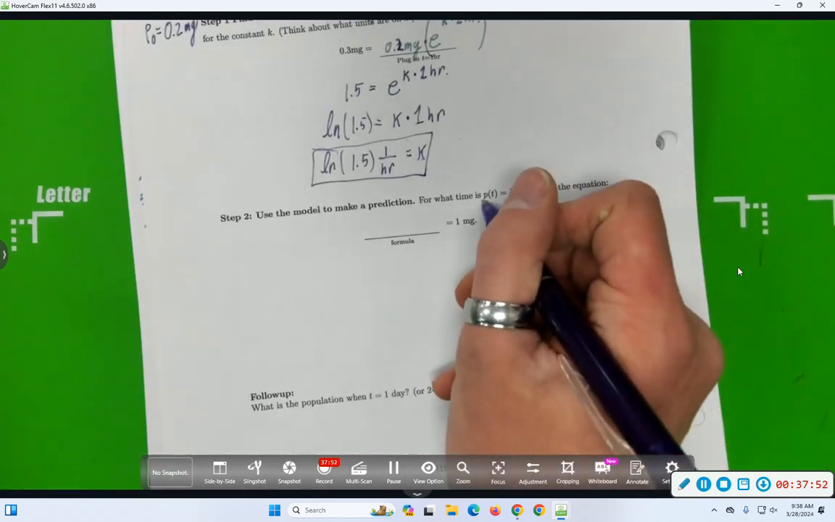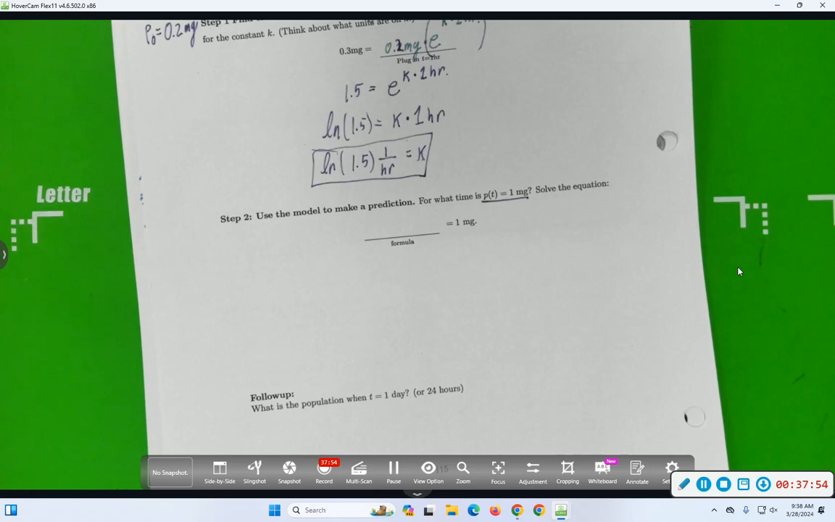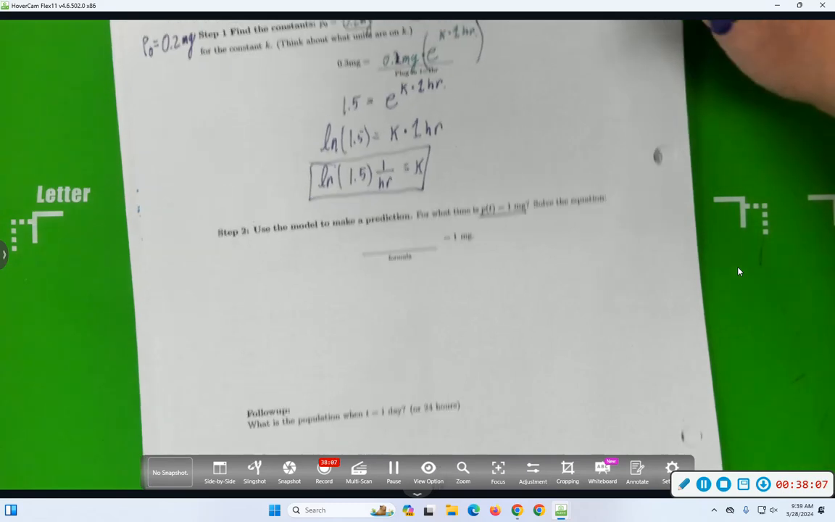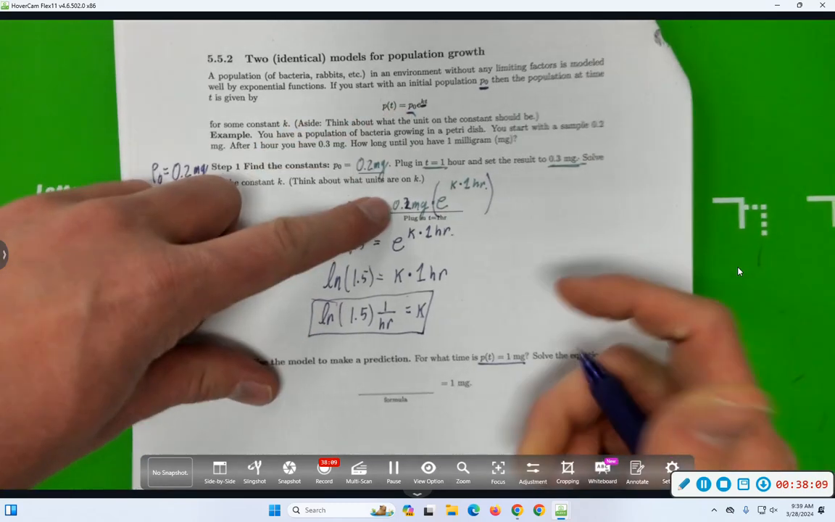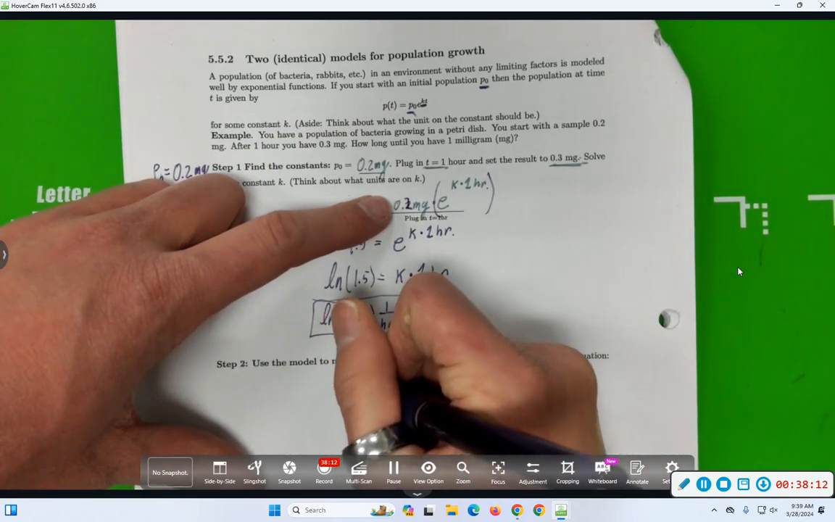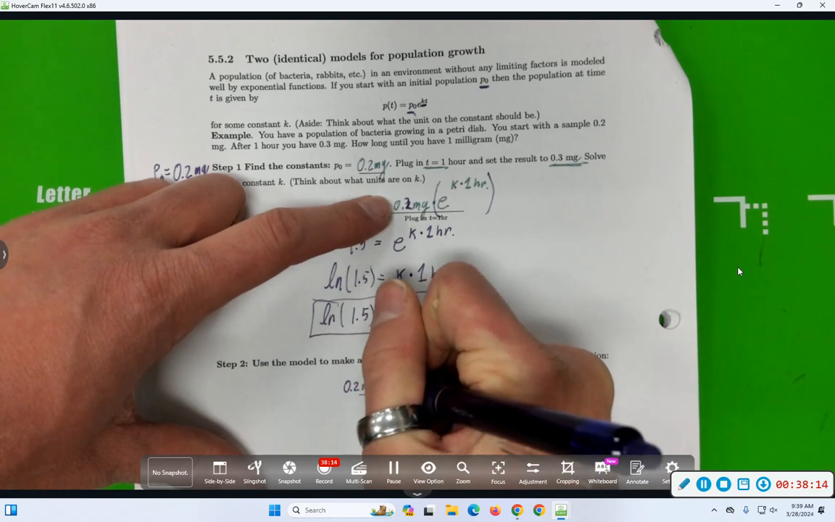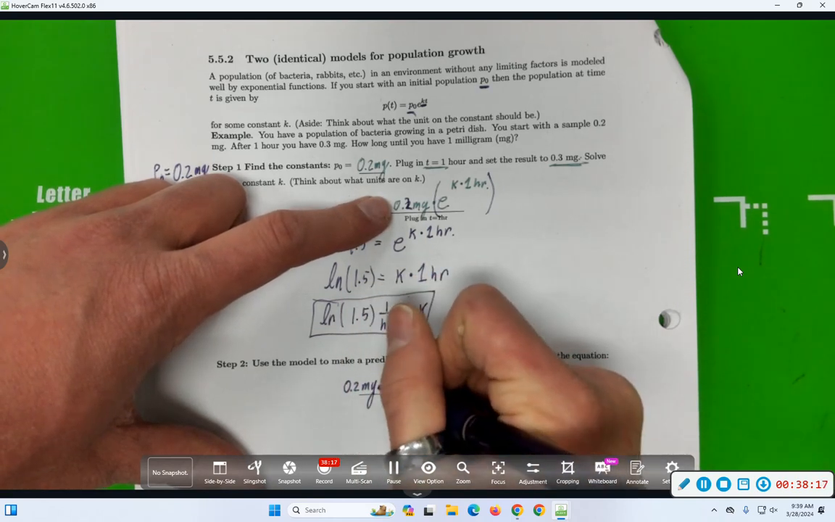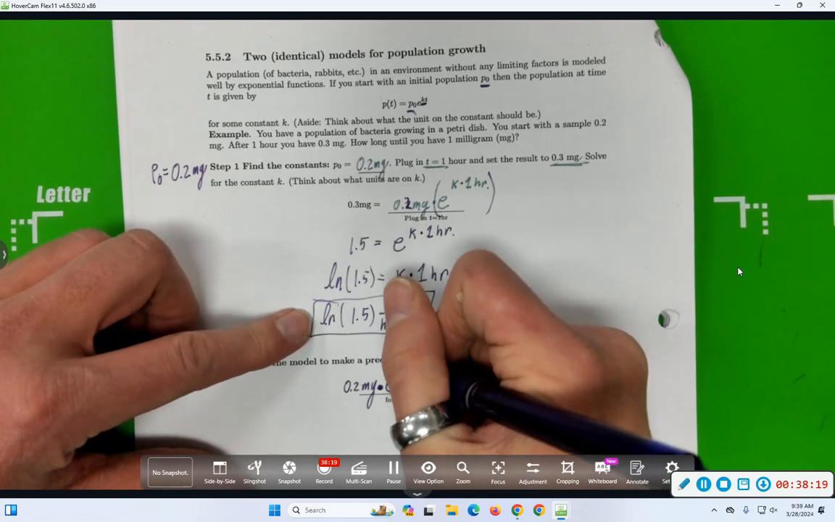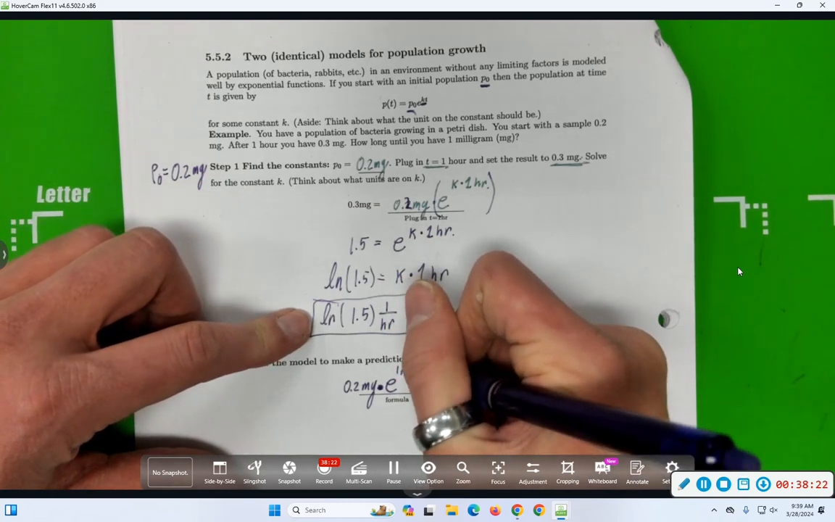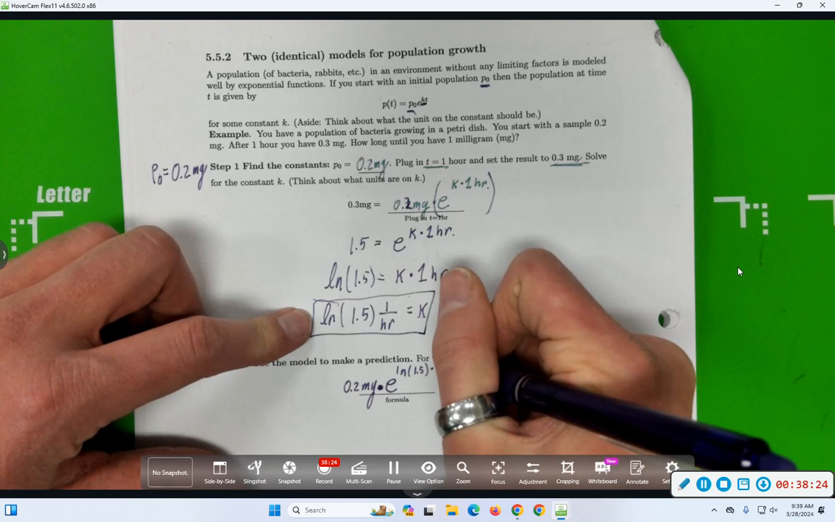So let's use that model to make a prediction. Let's suppose I want to know when P of t will be 1 milligram. In this case, I want to know when something will happen, so I need to solve something for t. So let's write down the equation that we want to solve for t. The formula we have is initial population, which is 0.2 milligrams, times e raised to the constant k, which I now know, ln of 1.5 times t.